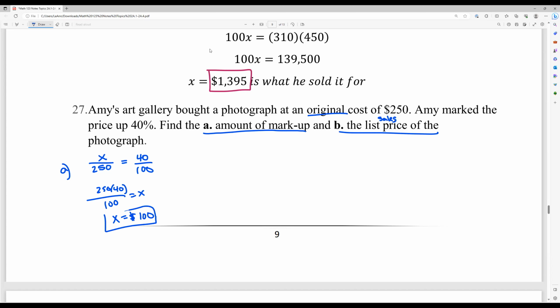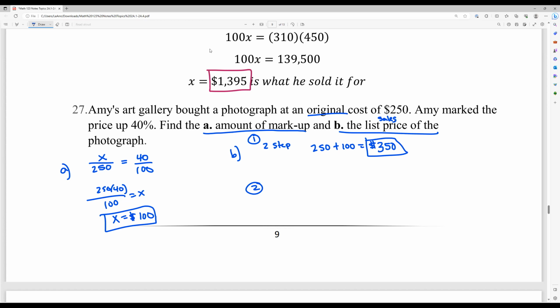So that's part A. Now part B, there's two ways I could do it. I could do a two-step process. So this is kind of part one way you can do it. Since you already have your markup amount, you can just add that to the original cost. And that is an easy way to do it if you've already found the markup amount. So 350 is there.